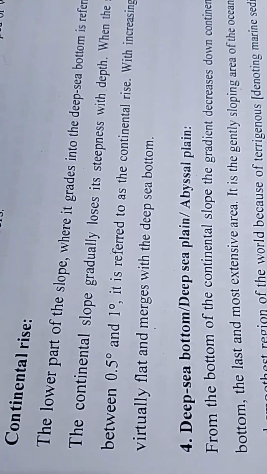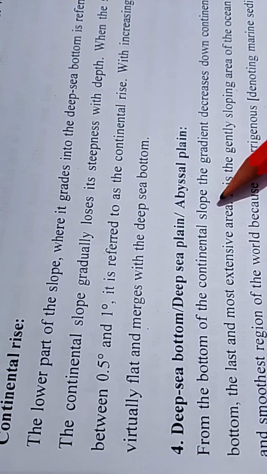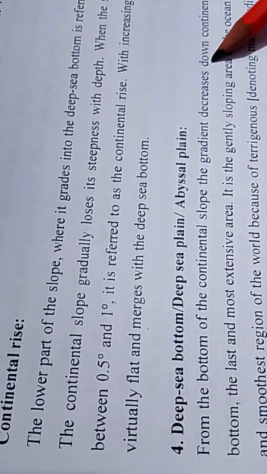Deep sea bottom, deep sea plain or abyssal plain. From the bottom of the continental slope, the gradient decreases down continental rise to the deep sea bottom, the last and most extensive area. It is gently sloping area of the ocean basin. It is the flattest and smoothest region of the world because of terrigenous sediment, denoting marine sediment eroded from the land.